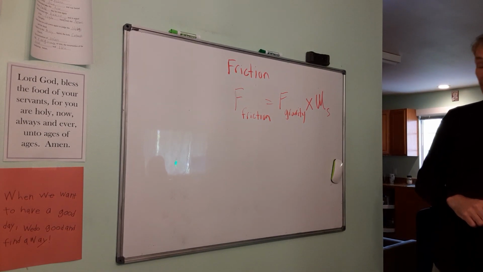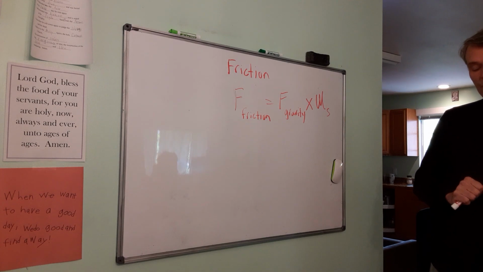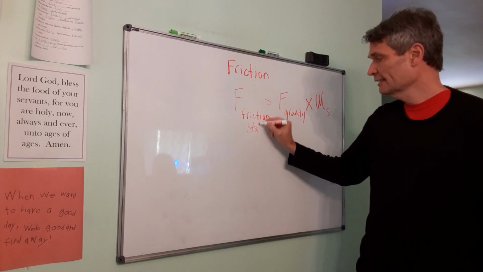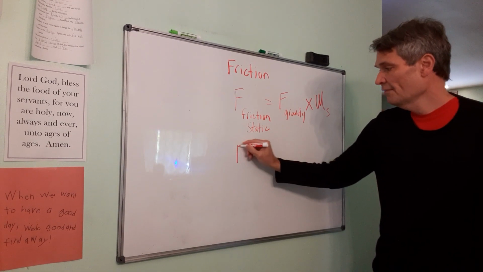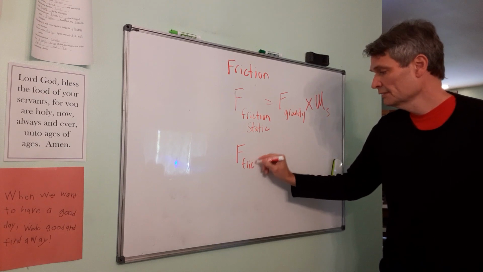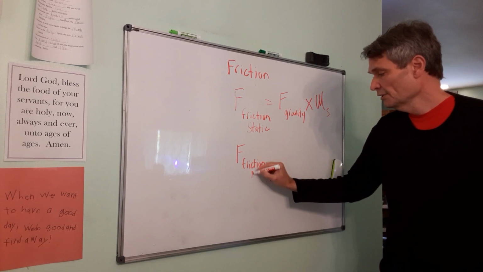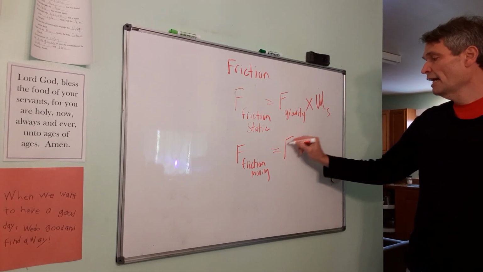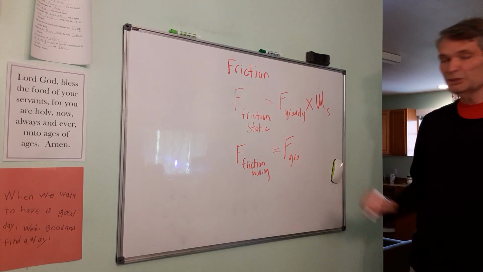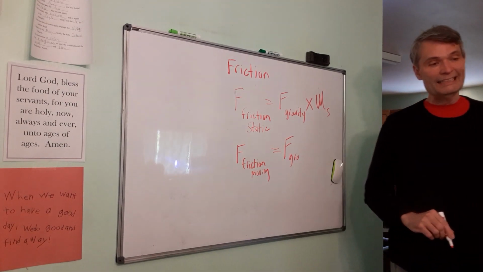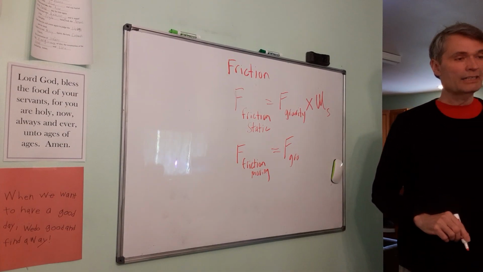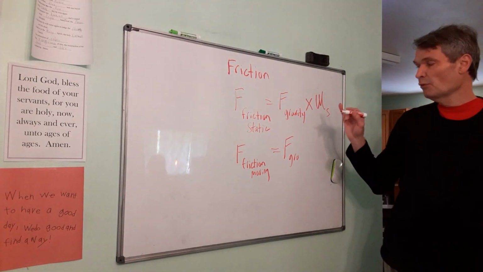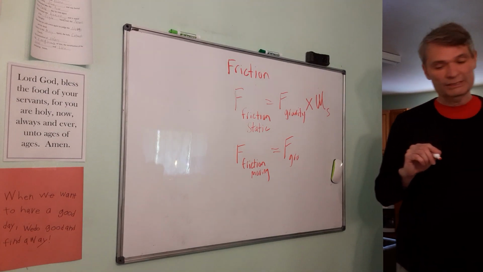There are different kinds of friction. You notice when you go to push an object, I'll call this friction static. Then there's friction moving, which is equal to F gravity. You notice if you go to push something, sometimes you can't get it to go, but if you can really push hard and get it going, it gets easy. Then it's easy to keep it moving. That's the difference between the force of static friction and the force of moving friction.